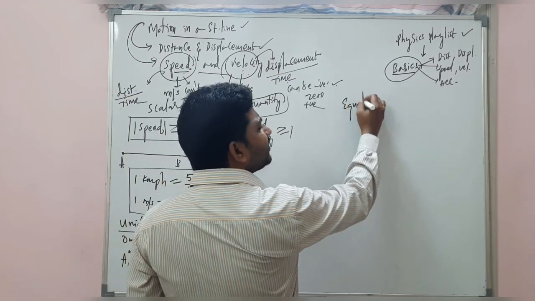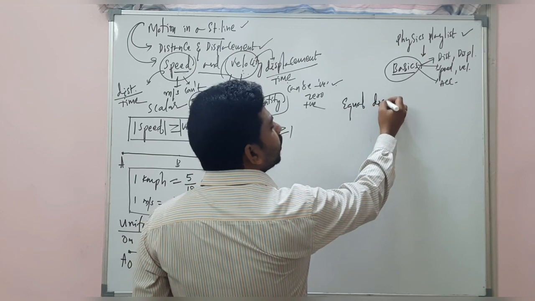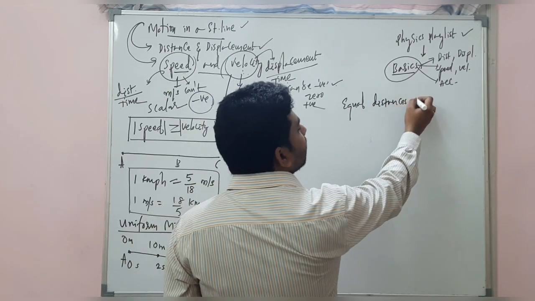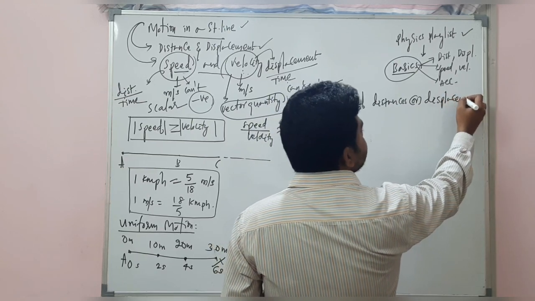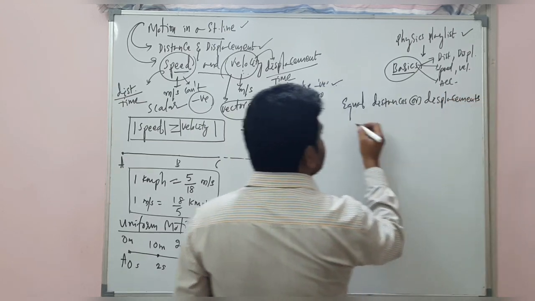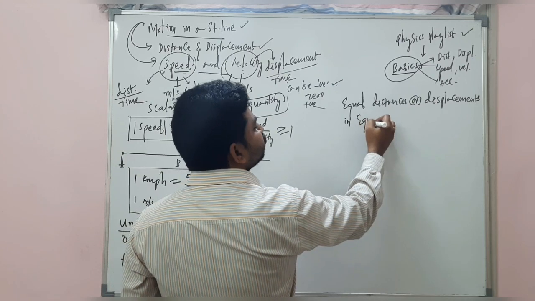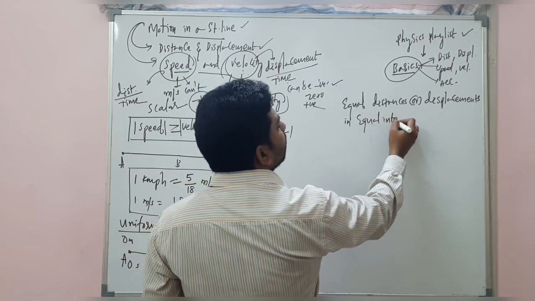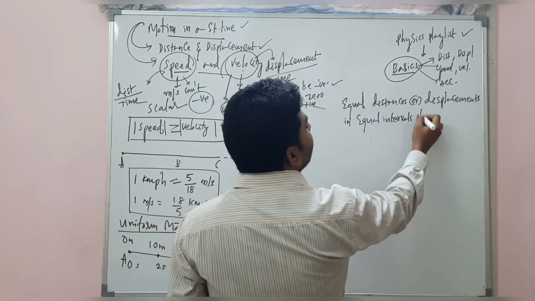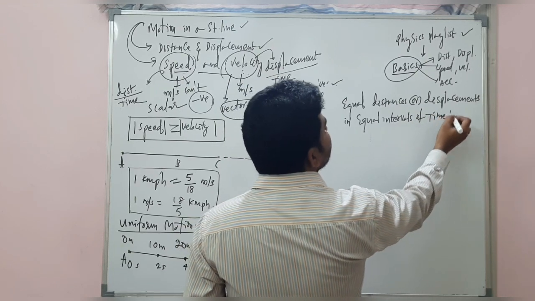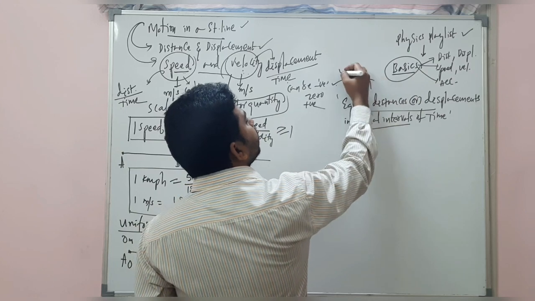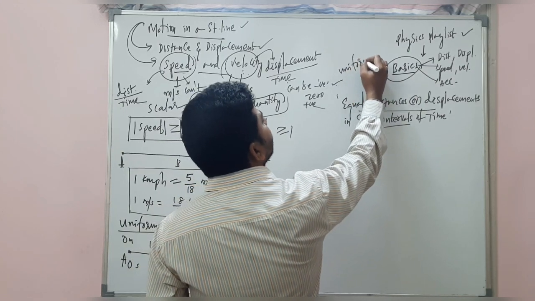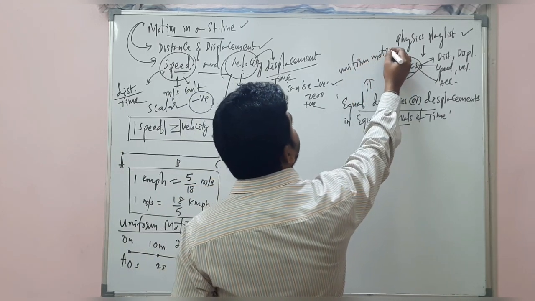If a body is covering equal distances or equal displacements in equal intervals of time, we can say the body is moving with a uniform motion. What is that? Uniform motion.